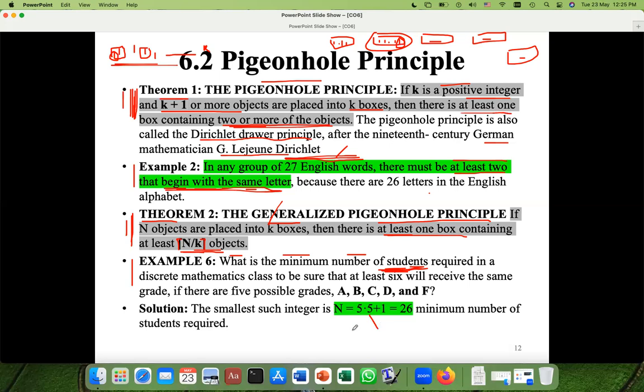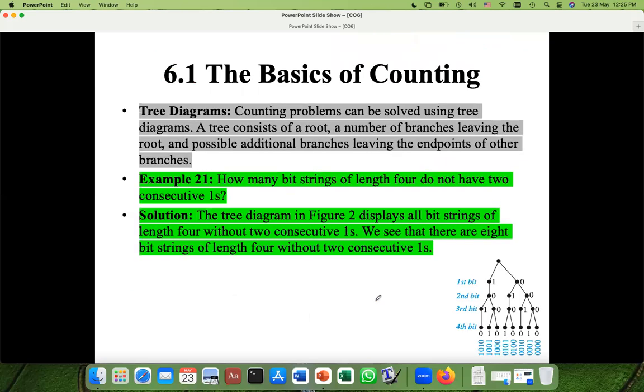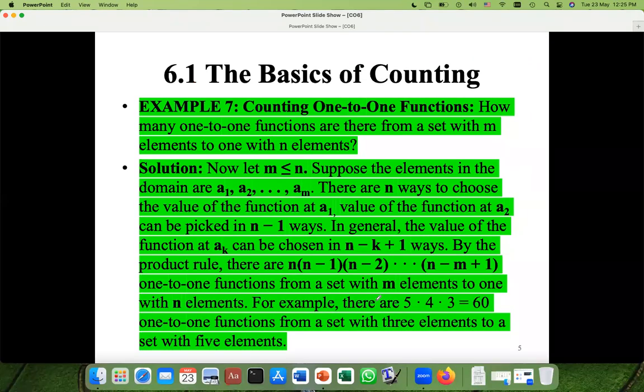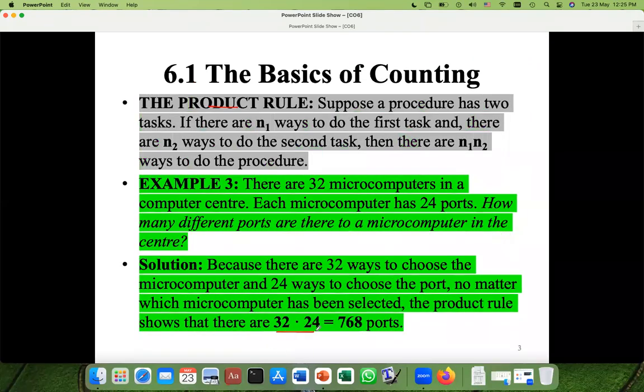This green one is the answer. The rest is not needed, and I am explaining this 5. This is the number of grades: 1, 2, 3, 4, 5, which are A, B, C, D, and F. These are the 5 grades. And this 5 is the number of students, or you can swap them, no issue. This is called the product rule, that you have seen here. Multiply those and you will have your answer.